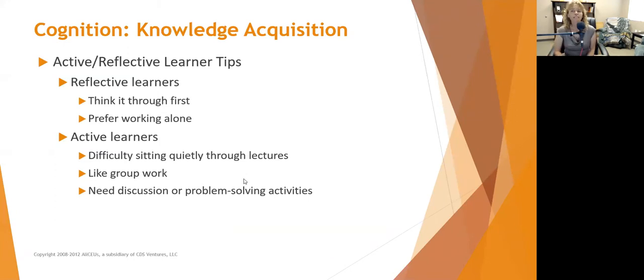So, tips for the active or reflective learner. Reflective learners like to think it through first and often prefer working alone, because if they're working in a group, they're having to talk it out as they go, and that can be unnerving to them. So if you've got reflective learners, you may choose to encourage them to take some time, take 5 minutes, think about it, which is a great thing before you do some sort of an activity.